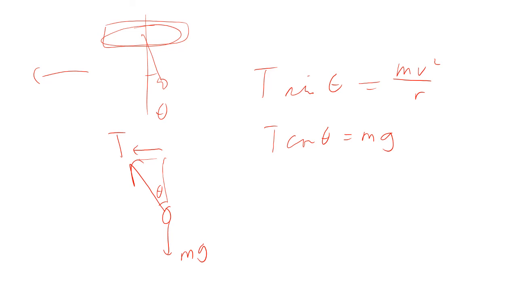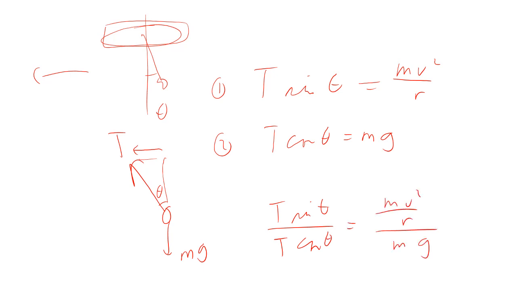So what I'm going to do is take the first equation and divide by the second equation. So T sine theta divided by T cosine theta equals mv squared over r divided by mg. So the T's cancel, the m's cancel. Sine divided by cosine is tangent. So tangent theta is going to be v squared over rg. Well, that means theta is the inverse tangent of v squared over rg.